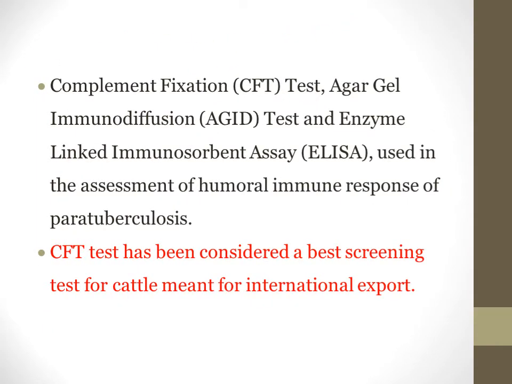There are a large number of tests: complement fixation test, agar gel immunodiffusion test, and enzyme linked immunosorbent assay, ELISA, used in the assessment of the humoral immune response to paratuberculosis in the animal body. The complement fixation test has been considered the best screening test for cattle meant for international export and import.